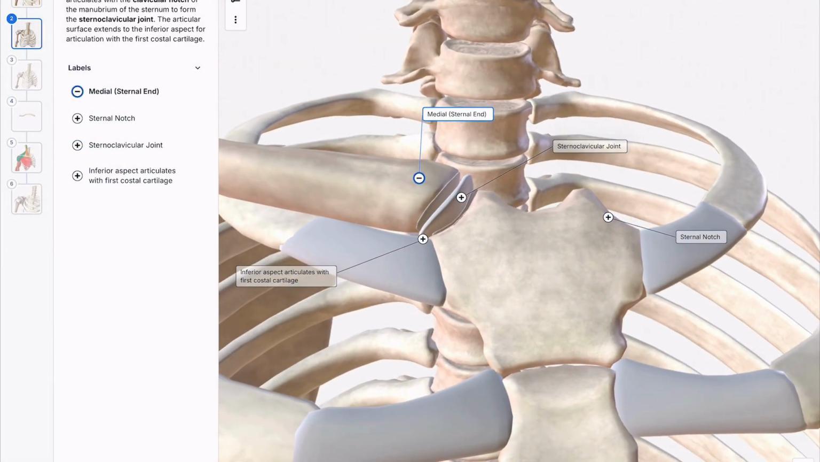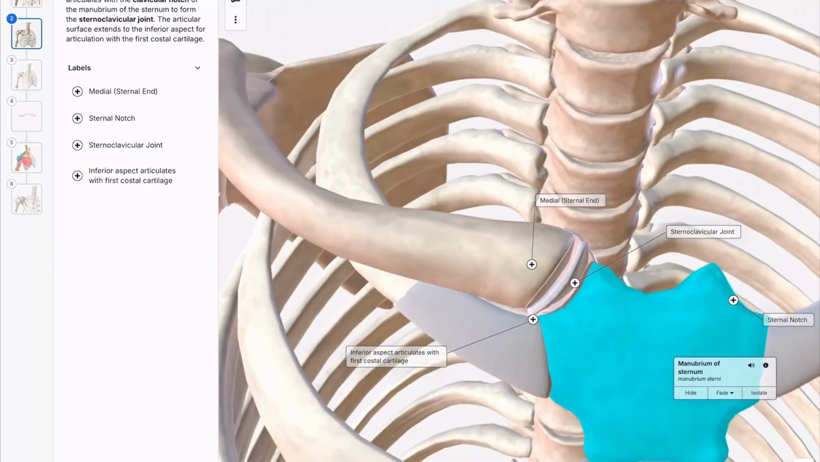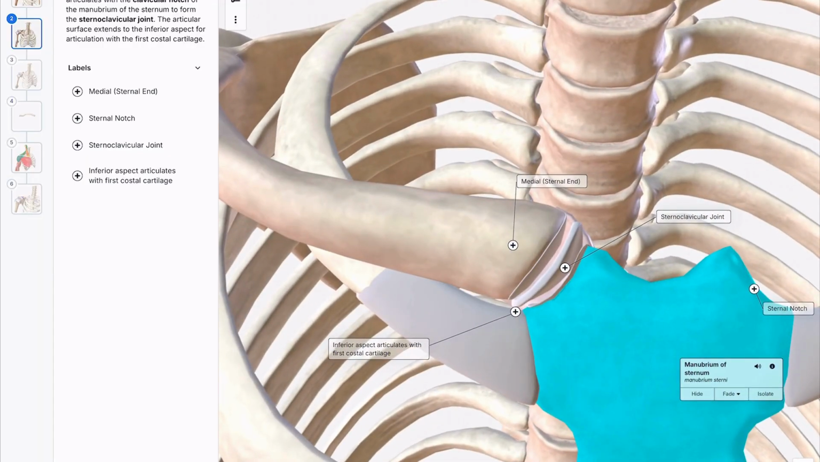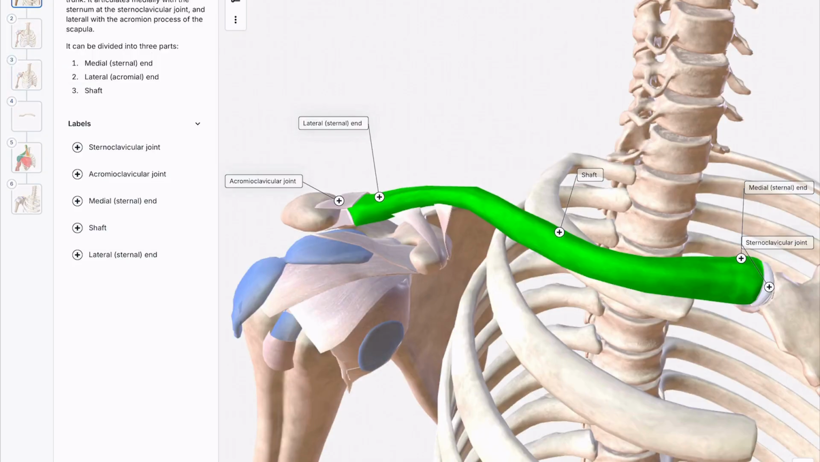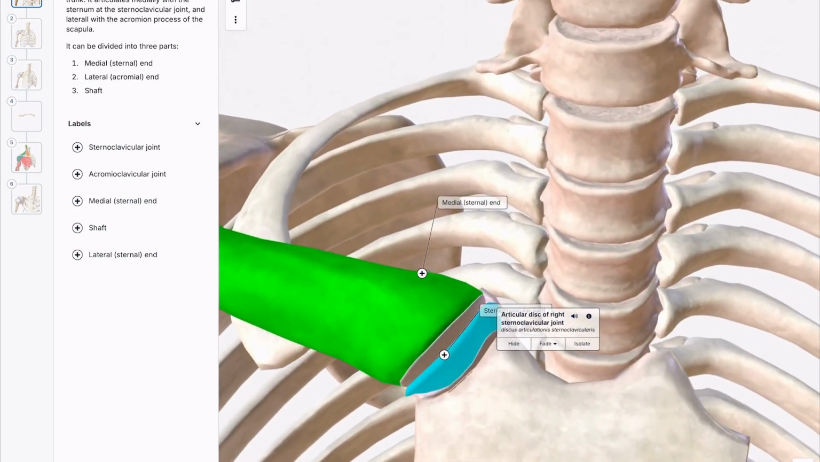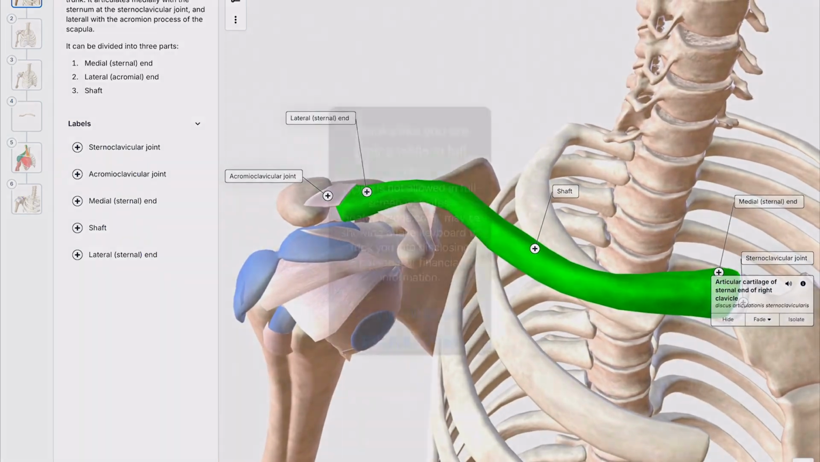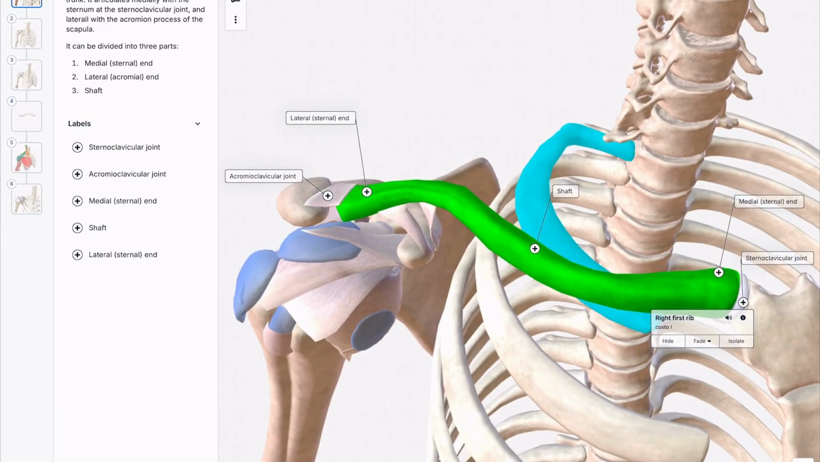It joins the manubrium of the sternum, forming the sternoclavicular joint, the only bony connection between the upper limb and the trunk. This end is bulky and quadrangular because it carries a lot of weight and force from the arm. Just below it, the clavicle also touches the first rib through its cartilage, adding extra stability. Moving along the shaft, the curved mid-section.